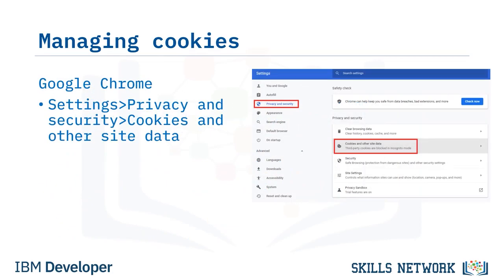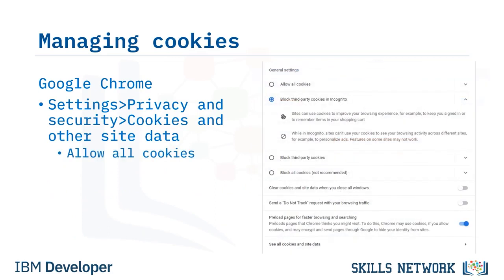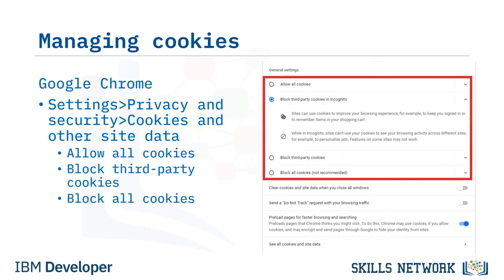In Google Chrome, you navigate to Settings, Privacy and Security, and then select Cookies and other site data. Many websites require cookies to be enabled on your browser in order to provide their online services, but there may be occasions when you wish to disable cookies, or at least be able to control whether they are created when you visit a website. You can allow all cookies, block third-party cookies, or block all cookies.